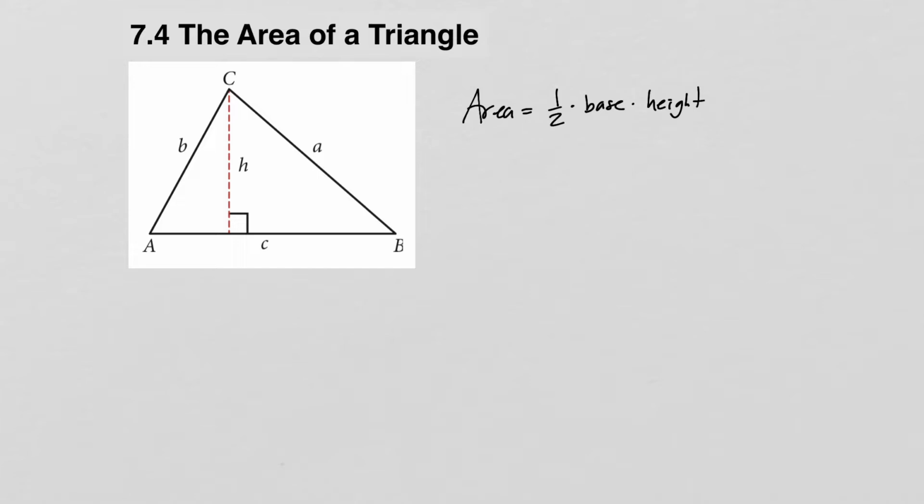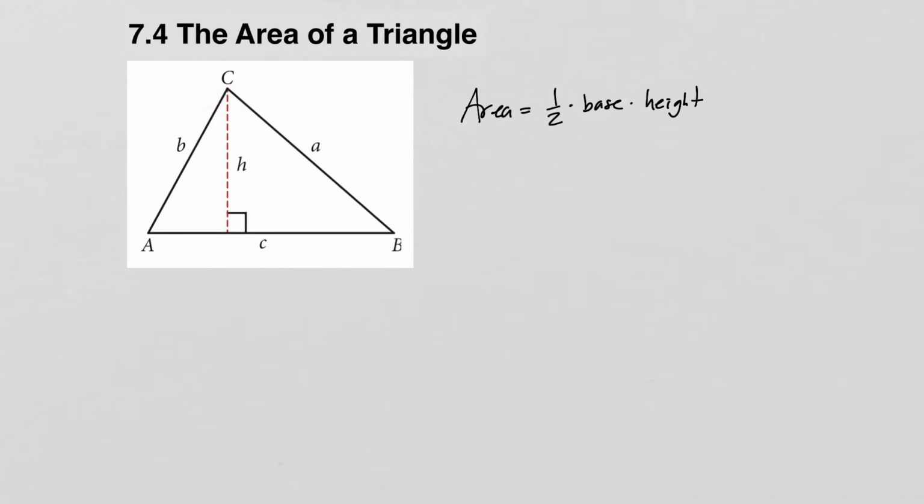We have a triangle ABC. The base of the triangle is side C with the way that this triangle has been drawn. And we have drawn the height here. So according to this particular picture, we know that the area of this triangle is equal to 1/2 multiplied by the base here, which is C, multiplied by the height, which we are calling H.